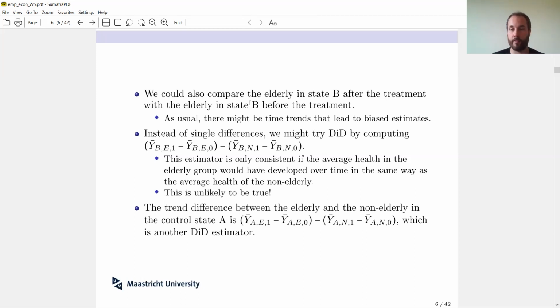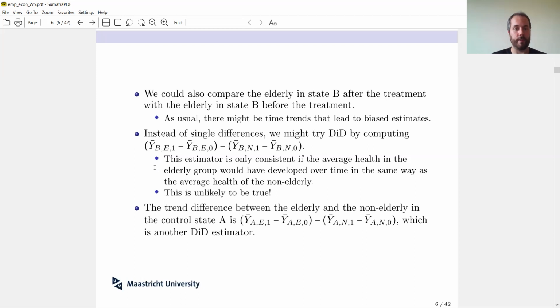In this case, maybe think of, I don't know, some atomic plant exploding in between. If you do this comparison, all the people dying afterwards would maybe be attributed to the health policy, if you don't account for this time shock. Okay, now these are the single differences that we already saw in the diff-in-diff discussion that typically don't work. So let's try actually difference-in-differences.